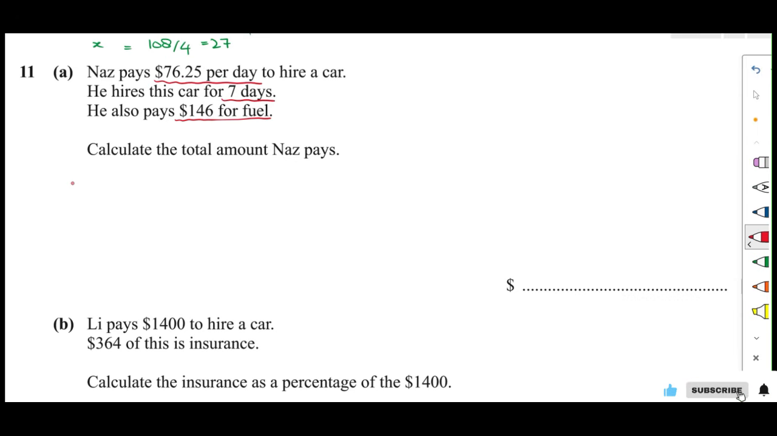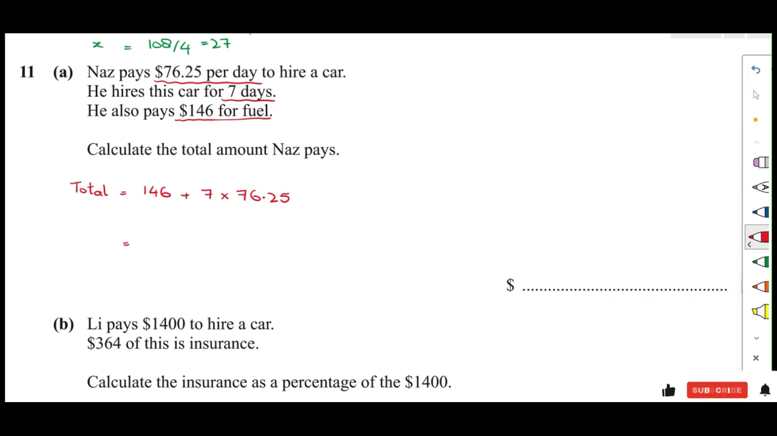Okay. So the total amount he pays is the amount of fuel, $146, plus for 7 days the cost per day to hire a car, which is 76.25. So Naz pays this much per day to hire a car. He hires this car for 7 days. One day he pays this much. For 7 days he will pay 7 times this much, plus he also pays $146 for the fuel. So the total we need to figure out.